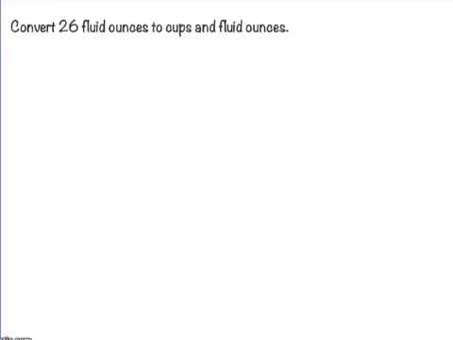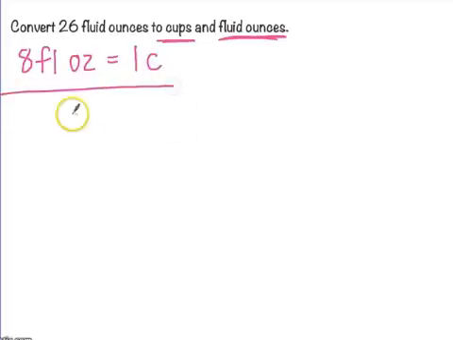The next one that I look at is not going to be an exact conversion. However, I am going to try to get my answer in cups and then leftover fluid ounces. So I'm starting with 26 fluid ounces, and I know that there are 8 fluid ounces in a cup, and I know that 26 is not a multiple of 8, so I'll have some leftover fluid ounces. So I'll have a few cups, and then I need to figure out how many leftover fluid ounces I have. So the first step is I know that 8 fluid ounces is equal to 1 cup.